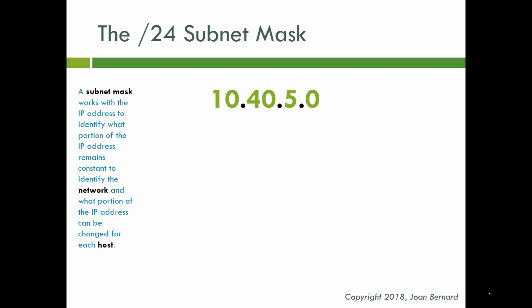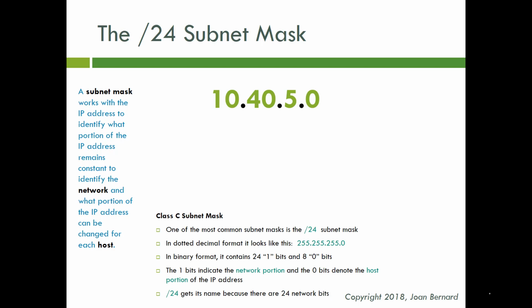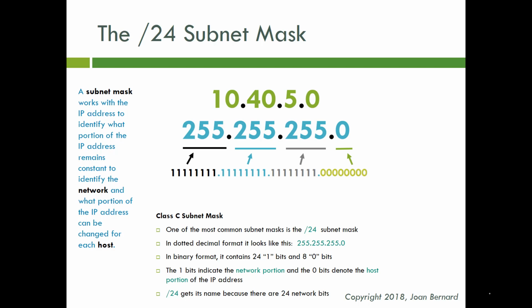Let's start out by talking about the most common subnet. It is referred to as the /24 subnet mask, also known as the Class C subnet mask. In dotted decimal, it looks like this: 255.255.255.0. In binary format, it contains 24 ones and 8 zeros.